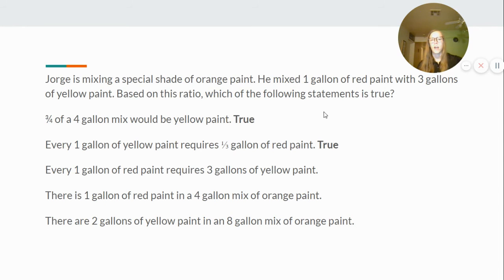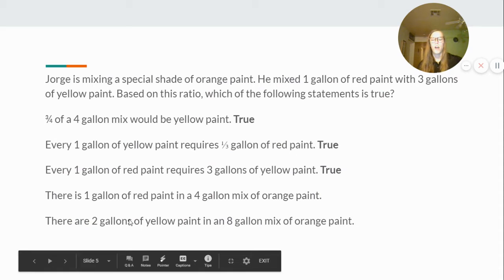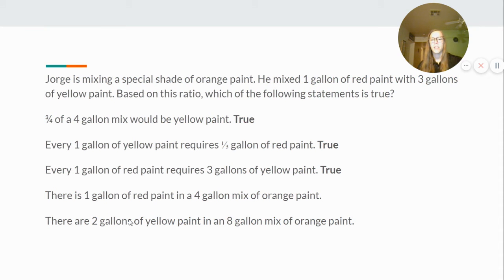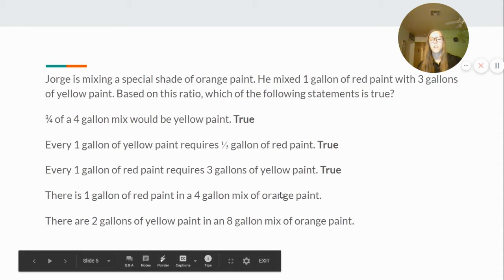Every 1 gallon of red requires 3 of yellow. Yes. 1 gallon of red in a 4-gallon mix of orange paint. That is also correct. And then the last one is wrong. If it would say 2 gallons of red paint, then it would be right. Oops, sorry. Forgot to hit true for that one. So the last one is false. Everything else is right.